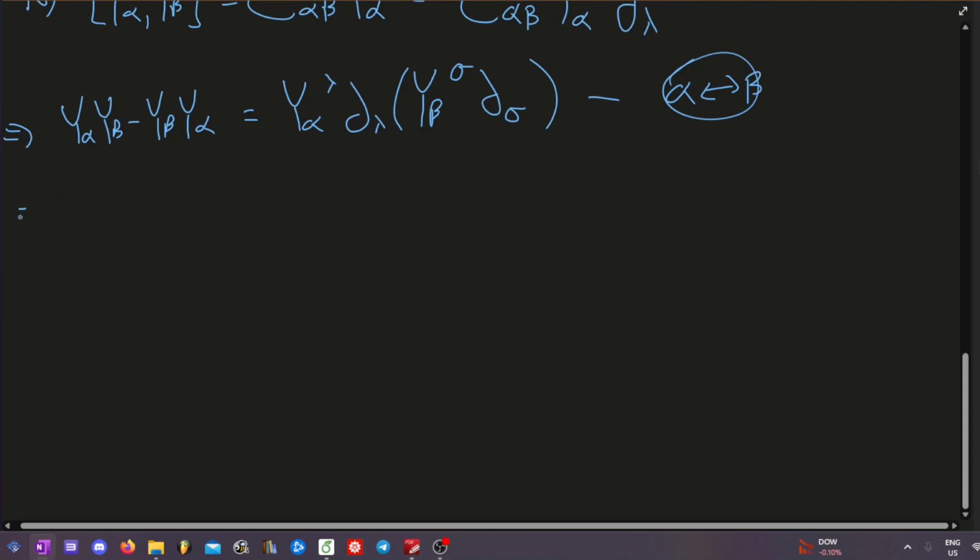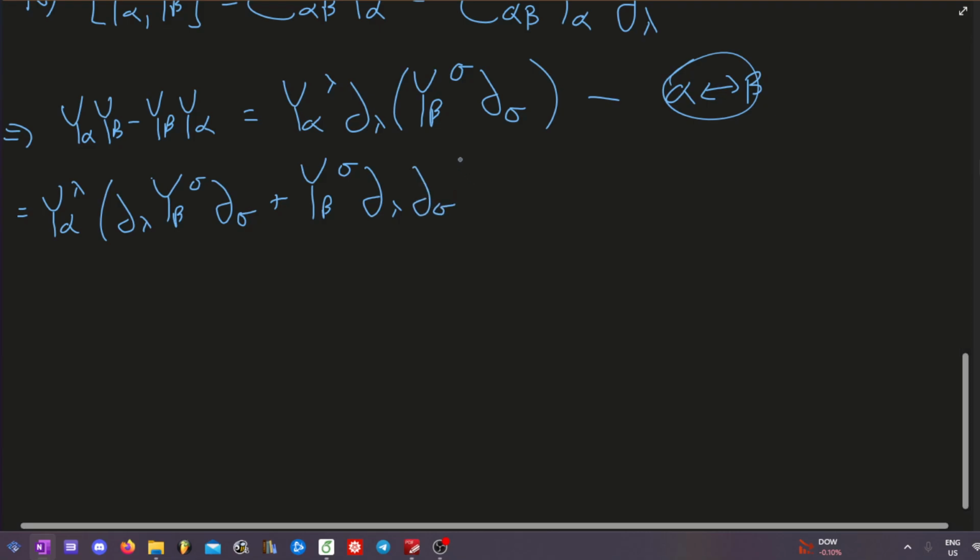So we have y alpha lambda, and then we're going to do the product rule with this derivative. So we're going to first have del lambda times y beta sigma del sigma, plus the y beta sigma out front times del lambda del sigma, and again we subtract off another term with alpha and beta interchanged that I'm not actually going to write.